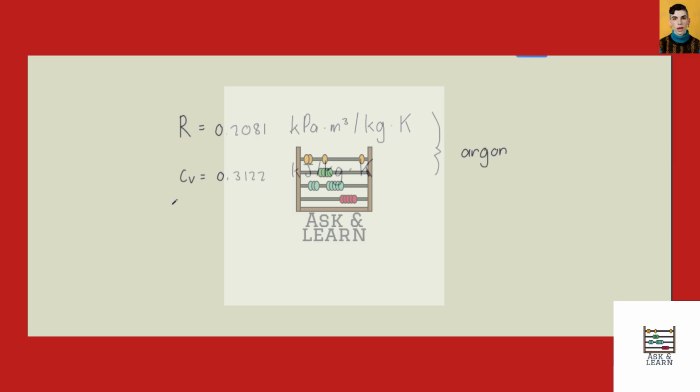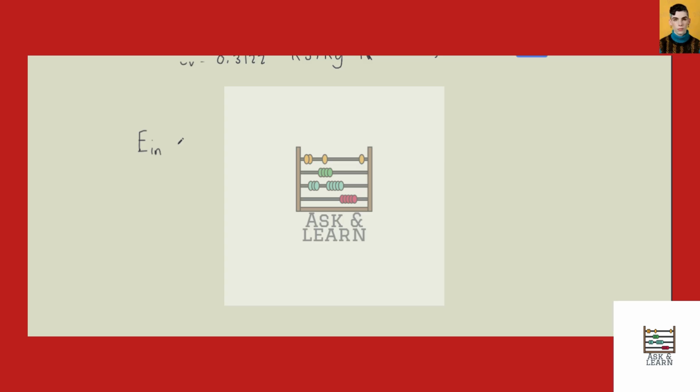The properties of argon are its gas constant, 0.2081 kPa·m³/kg·K. These are from our tables. And the specific heat at constant volume is 0.3122 kJ/kg·K. Now, the system here is closed since no mass crosses the boundaries of the system, and we can write the energy balance equation as follows.